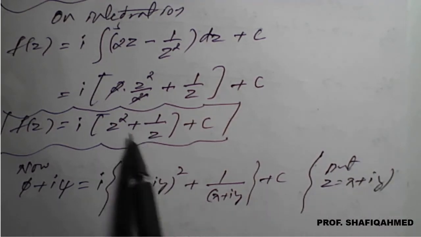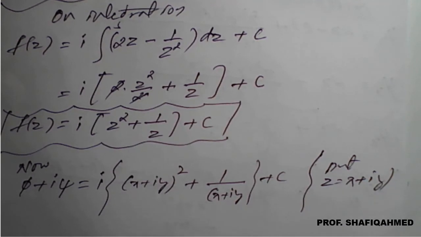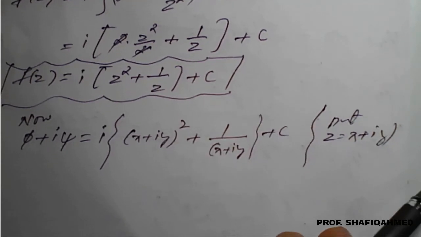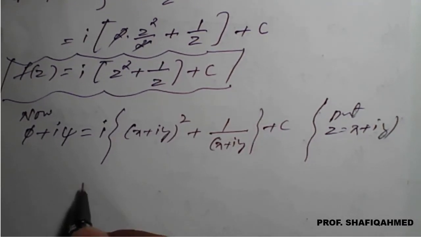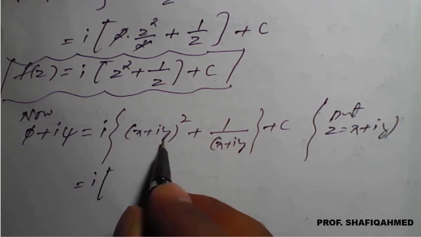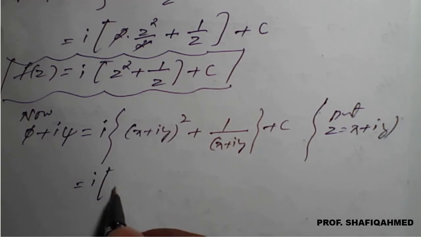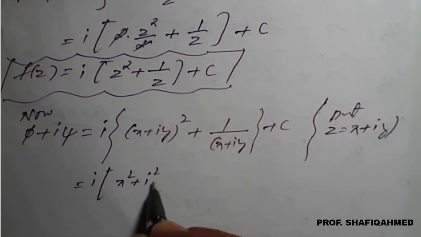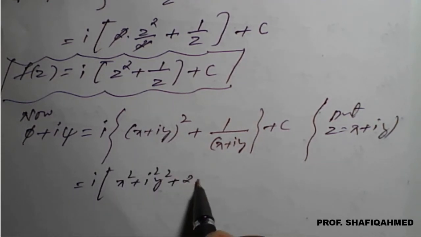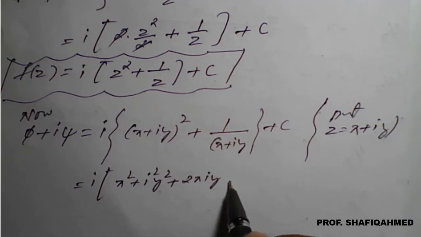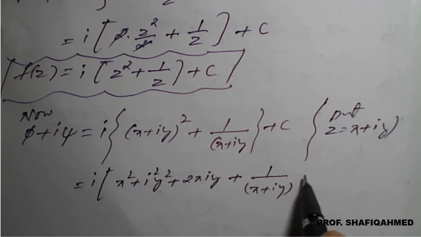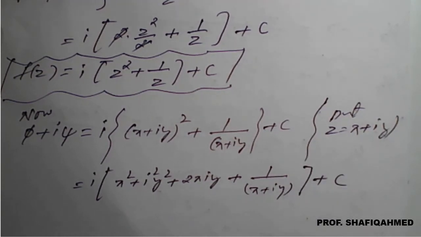So where we are putting this one, what f of z we got, there we are putting to get the value of phi. Now we have to go for the simplification of this. So what is the simplification? Let's see. i times, we need to go for a plus b whole square, so it will become x square plus i square y square plus 2ab, that is 2xiy, plus this as it is 1 upon x plus iy, this plus c as it is.